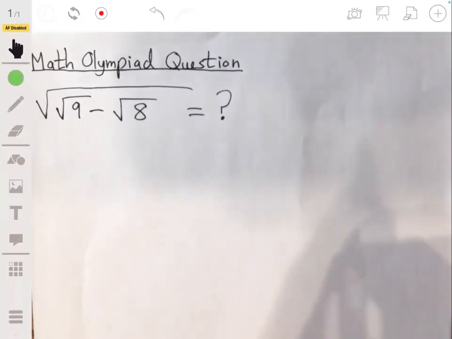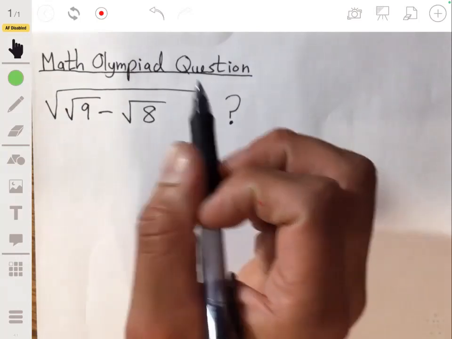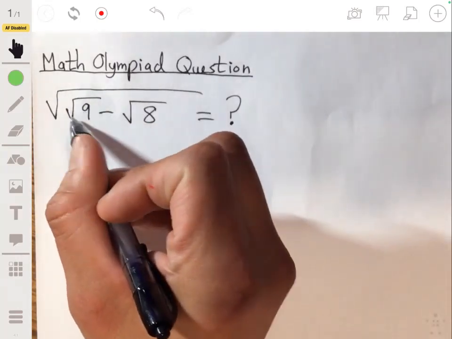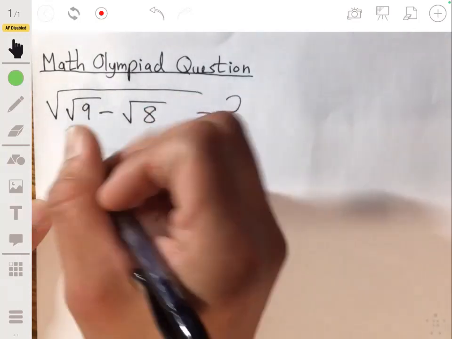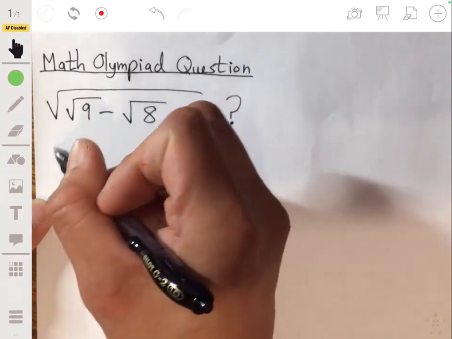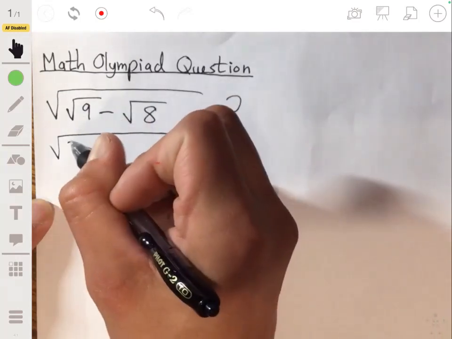All right, here we have a Math Olympiad question. And for this, let's just go ahead and start off by working out the roots underneath the big square root. So we're first going to just get the square root of 9, which is 3.